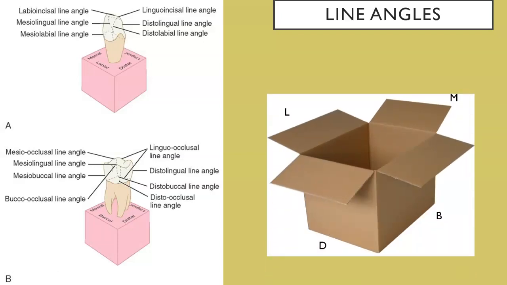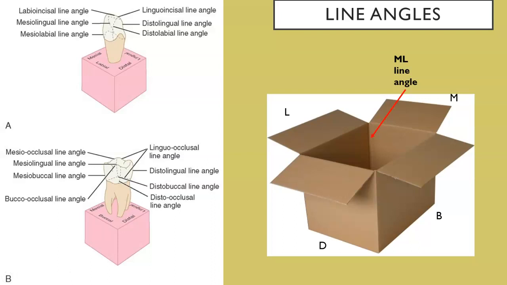Bringing out the analogy of the box, just like we did with the surfaces. Here's the mesial surface, distal surface, buccal surface, lingual surface. If this is buccal, then we're looking at a posterior tooth here, but this applies even if this were a facial. So where two surfaces come together, for example, these two, here's the mesial, here's the lingual. That would be considered the mesiolingual line angle.